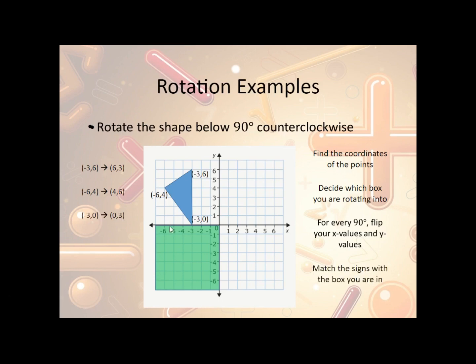Now I match the signs. Well, over here my x's are negative and my y's are negative, so all of these are going to become negatives. So this should be negative 6, negative 3, negative 4, negative 6, and 0, negative 3.